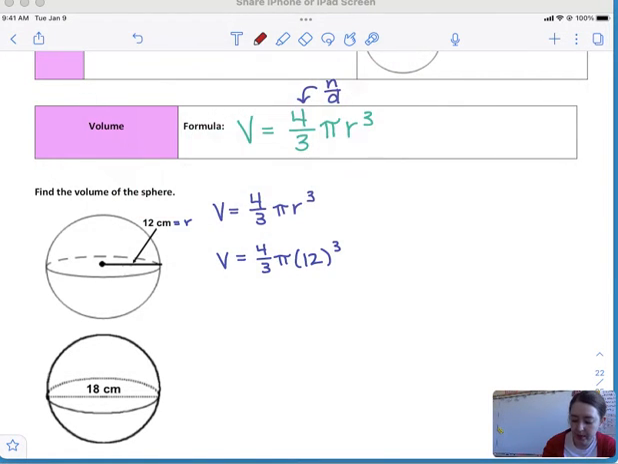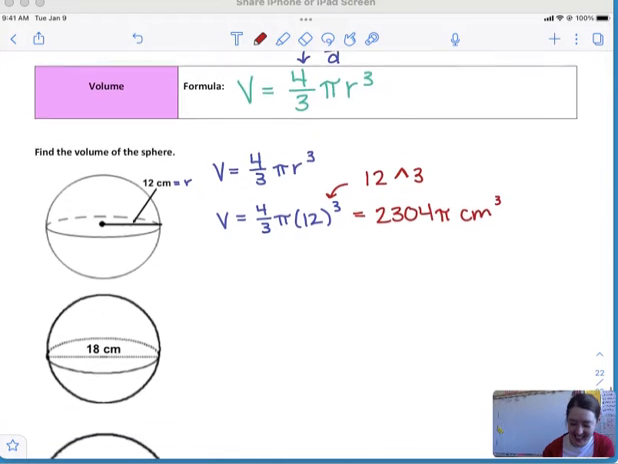To do a cubed in your calculator, after you type in the 12, you're going to put in the caret button. It's right next to your 7. It'll put it up as an exponent, and then you'll type in a 3. After you put that into your calculator, you're going to end up with 2,304 pi, and that'll be centimeters cubed. That's a big number. It sure is.